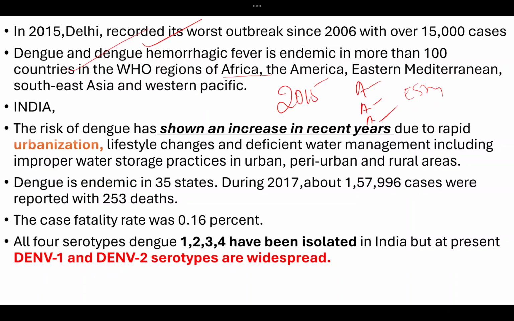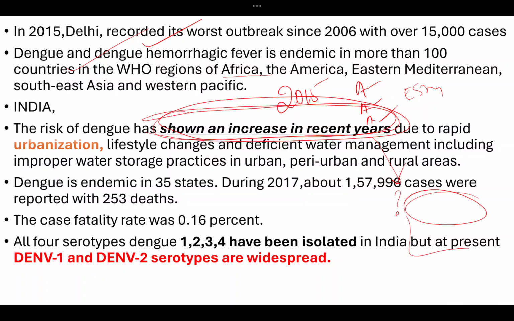And then you can write down that in recent years there is an increase in dengue fever. Why is there an increase? You can easily explain: water storage management is not proper because of rapid urbanization, deficient water management, improper water storage, etc. Then when you write about India, you will also say that in 35 states it is said to be endemic.